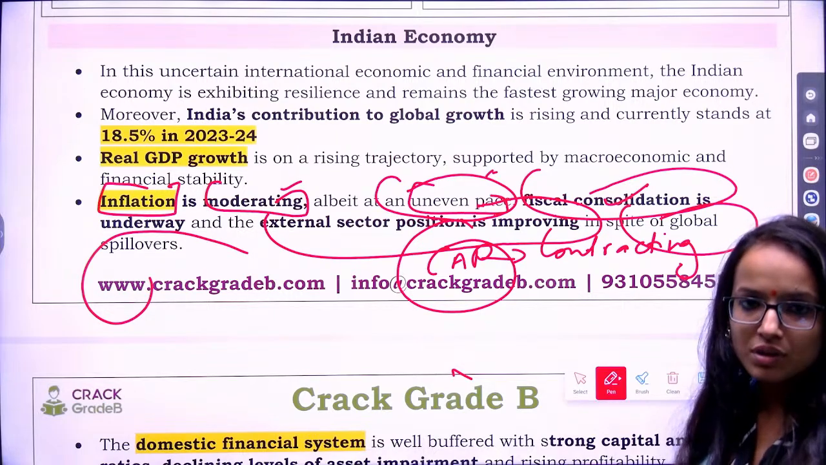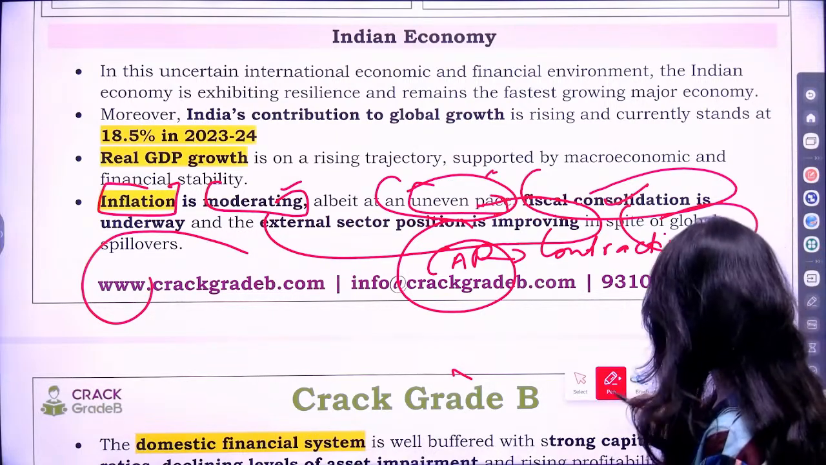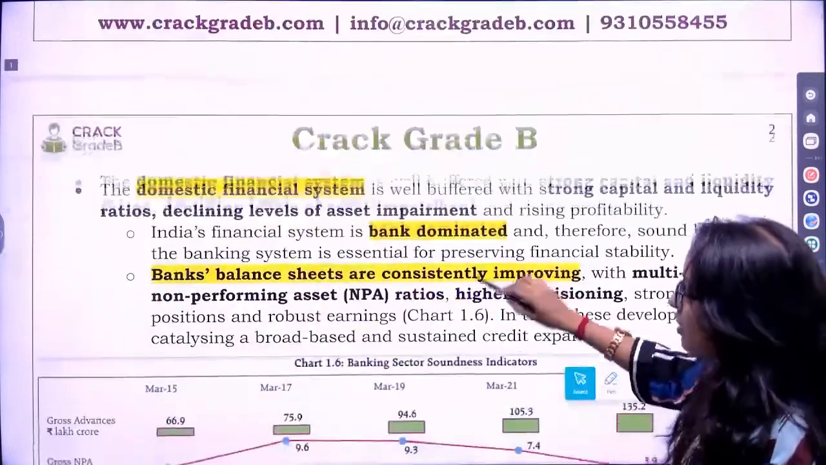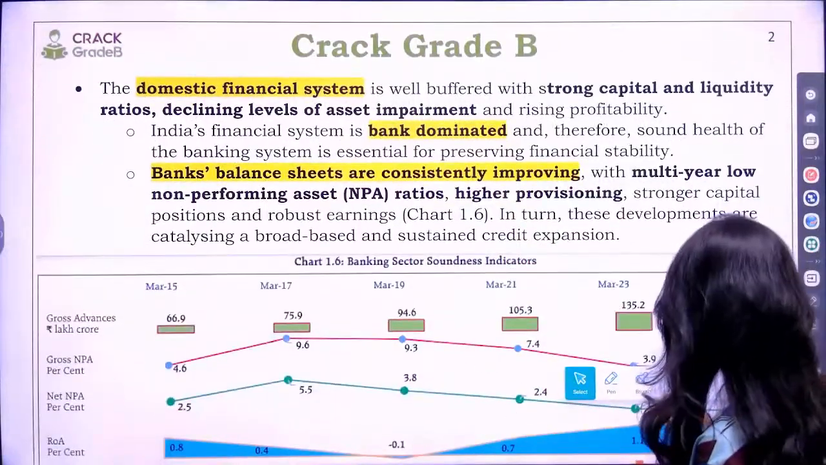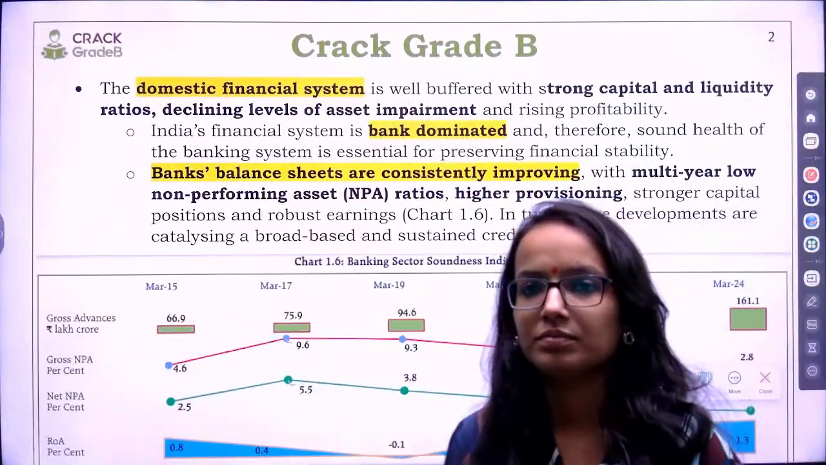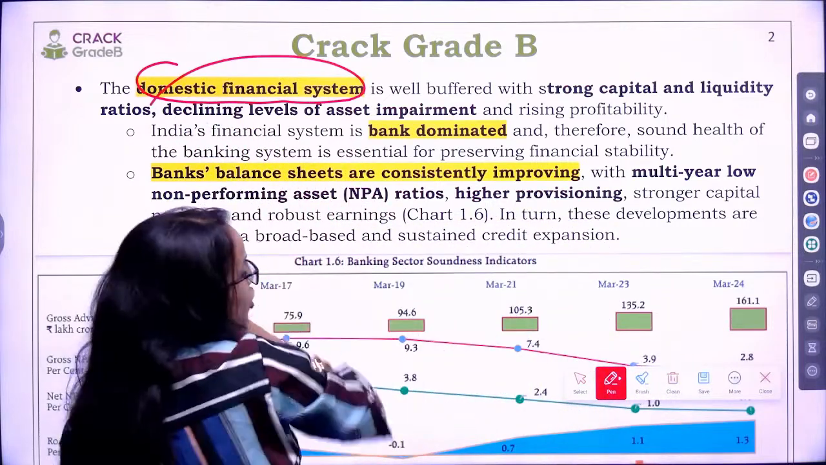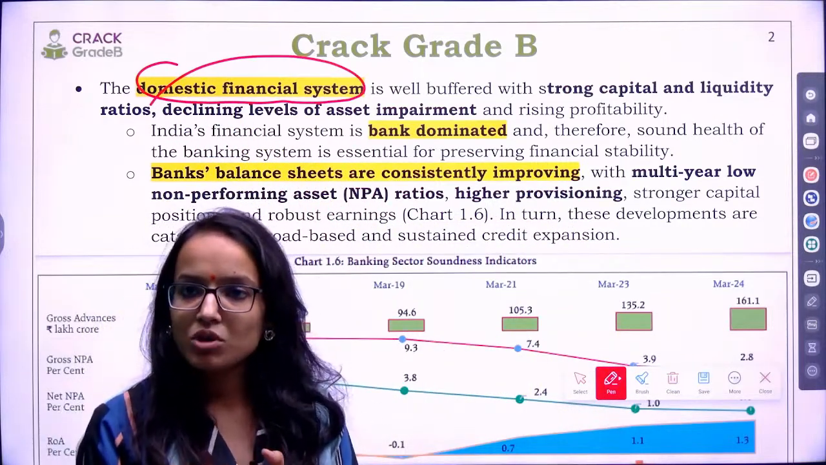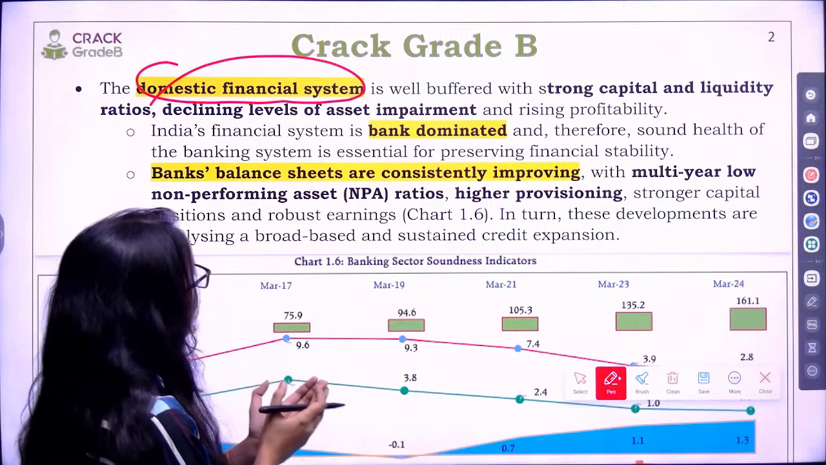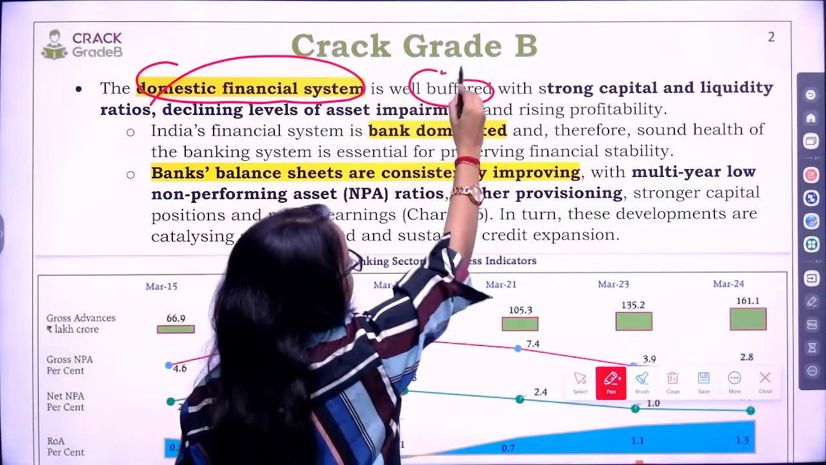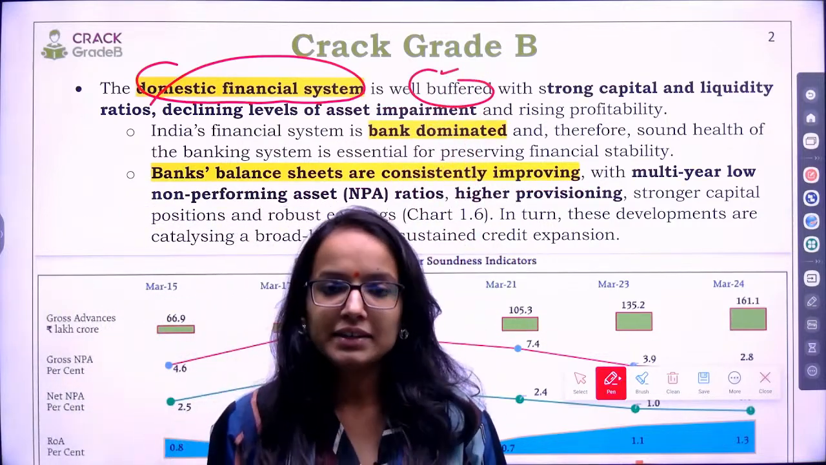Okay, I hope you have understood. Now, next point which we have in the discussion. Okay, so then the domestic financial system, if we talk about the financial system of the Indian economy at the very domestic level, it is well buffered. FSR says that it is well buffered.